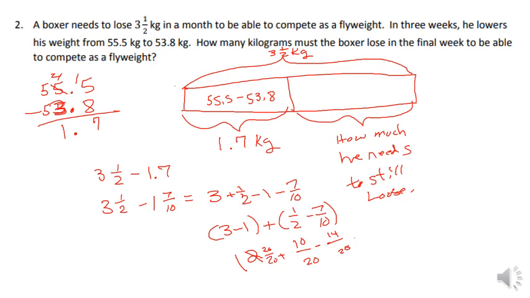It's going to be 1. And we know we're going to bring 20/20ths over. So now it's actually going to be 1 plus 20 plus 10 is 30/20ths minus 14/20ths. And we're going to end up with, out of these two, that'll be 16/20ths. So he has to lose 1 16/20ths.